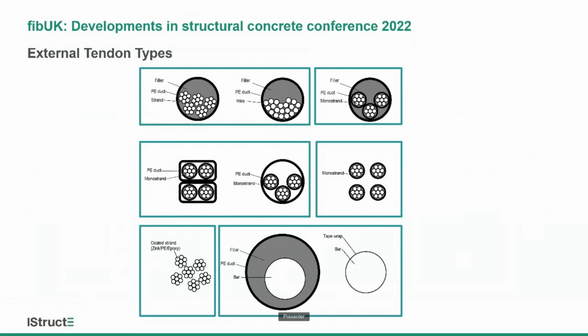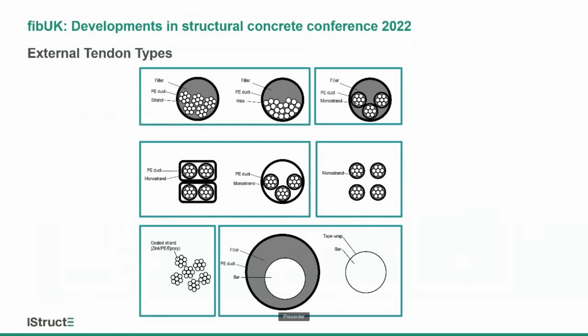We also have solutions where we have the PE duct still with monostrands in and a filler. I will explain later on why this filler still is necessary. The function here is not corrosion protection. It's more embedding the strands in deviation areas. We'll come to it later on in a little more detail.